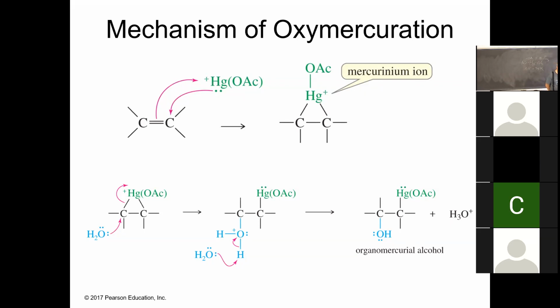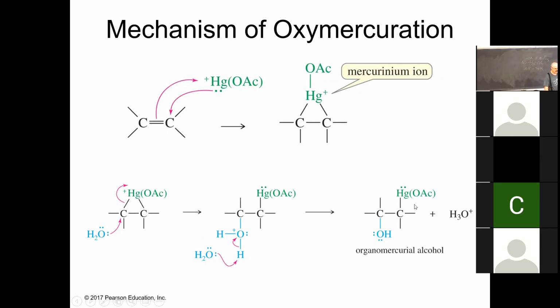All right, in the next step, water attacks, and if this was originally an unsymmetric alkene, the water would attack the more substituted side. And this is very similar to an SN2. Water attacks, and we form a bond between carbon and oxygen, and at the same time we break this bond to mercury. This bond to mercury is not broken. And since we have excess water, another water comes along and removes this extra hydrogen.